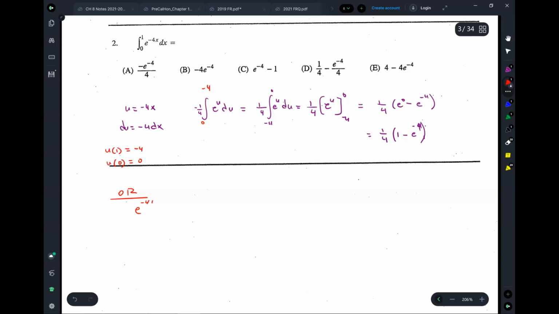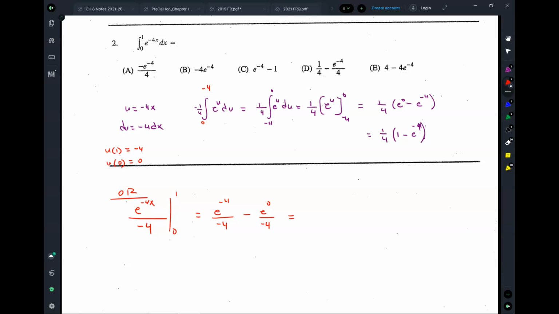negative 4x over the derivative of u from 0 to 1. So that's e to the negative 4 over negative 4 minus e to the 0 over negative 4. And look, magically, this is just 1/4 on this end. So it's 1/4 minus e to the negative 4 over 4. Okay, so either of these is okay. All right.